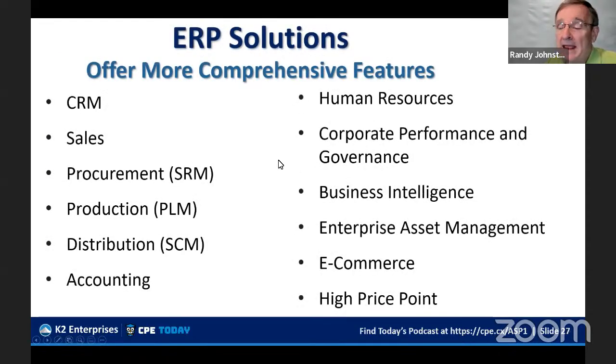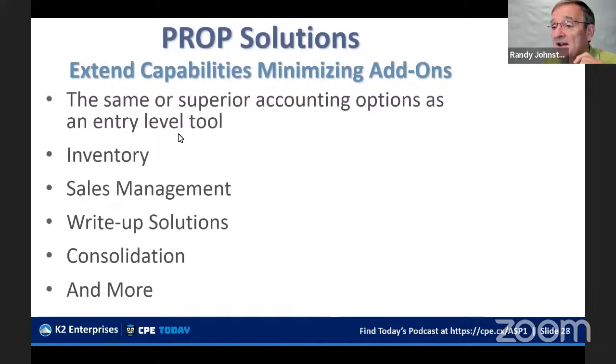If we go to the high end of the market now for a minute, the ERP solutions, they're far more comprehensive. There's CRM, there's procurement, there's production, there's distribution, there's of course accounting. Oftentimes HR is incorporated. There might even be workflow and corporate performance and some governance pieces in there and business intelligence and assets and eCommerce. And they generally have a high price point. So these systems are for bigger businesses, and they're a lot more comprehensive, but a lot more complex.